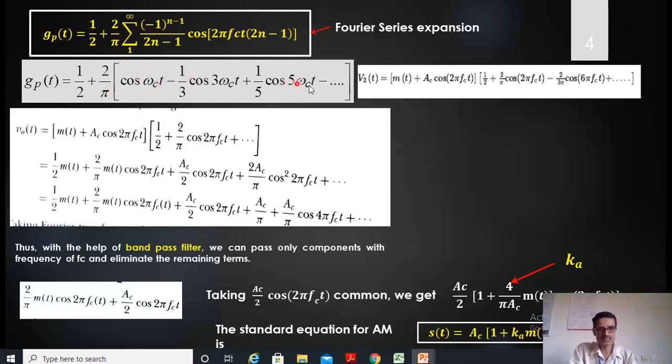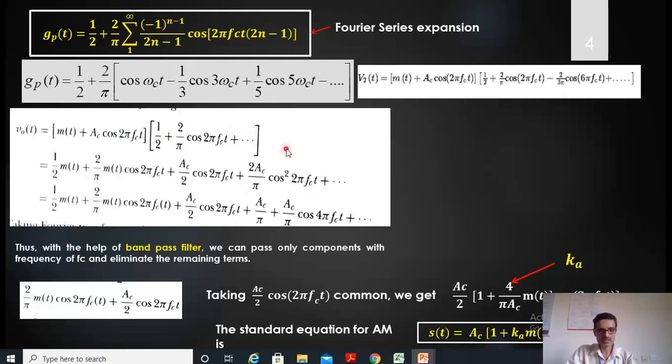So these extra terms, whatever I had up to infinity, I call the higher order harmonics. I will neglect all the higher order harmonics in the derivation. I consider only this half plus 2 by pi cos omega c t, because anyway all the higher components will be eliminated by my band pass filter, which is used to tune only the frequency component of fc hertz. So I consider only this portion and this part, half plus 2 by pi cos omega c t. Then I multiply, and I will get this particular equation, right?